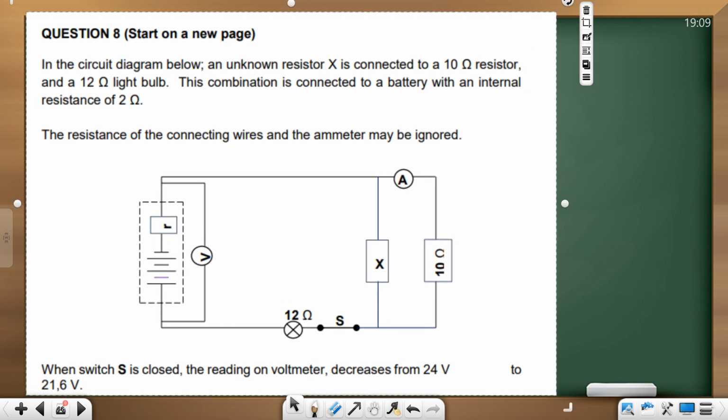It says, when the switch S is closed, check where the switch is. Please be careful. This switch is the main switch, because if I open that switch, then current doesn't flow. Not all switches are the main switches. The position matters.